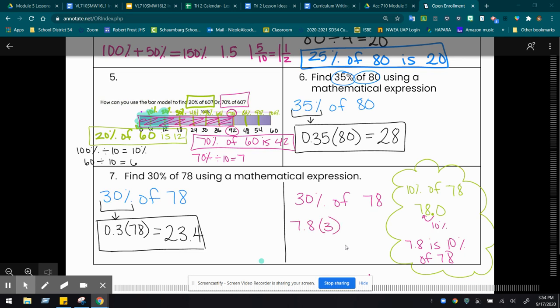I can use my calculator for that as well, but I should be getting that same answer that I got with the other method, and I sure did. 23.4. And if I wasn't super clear about it, the reason I multiplied by 3 is because I only found 10% and I actually needed 30%. So if I do 10% times 3, then I would get 30%.